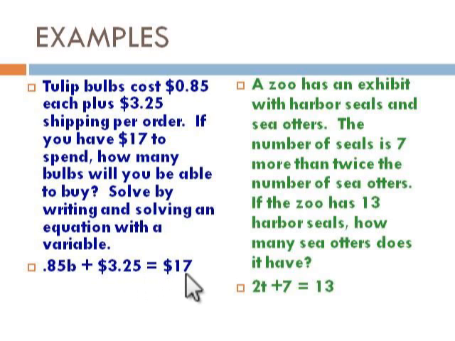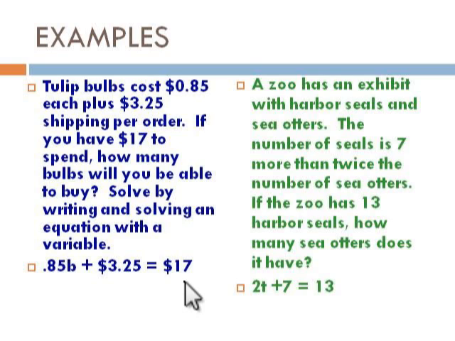I only have $17. Now here is a type of problem where sometimes you will find that your answer has to be changed just a little bit. Let me give you an example. This isn't the real answer, but I'll give you an example. What if when you work this equation out, you get that you can buy 1.9 tulip bulbs. Can you buy 2?